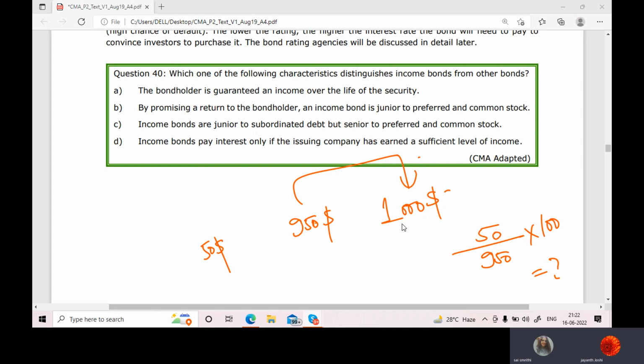Okay, 5.60. That much they have made in returns. Okay.